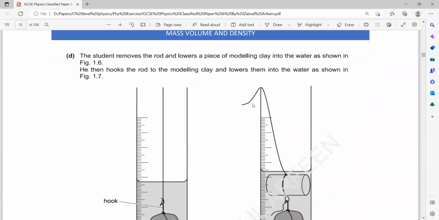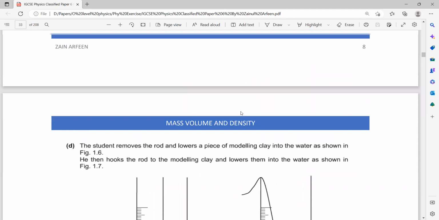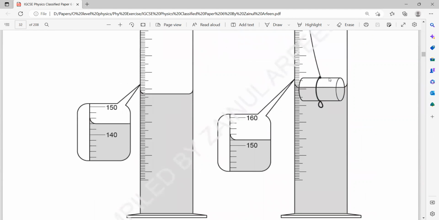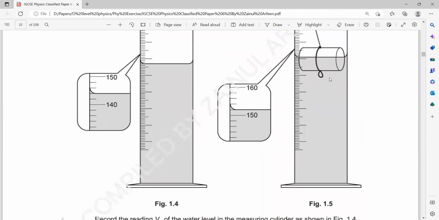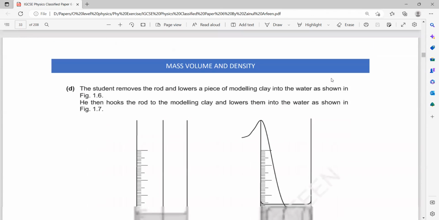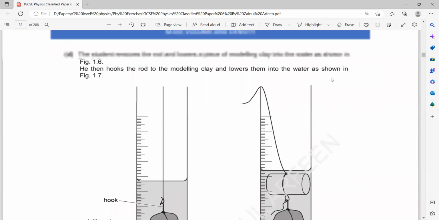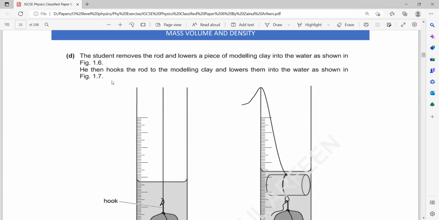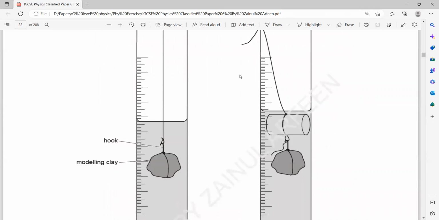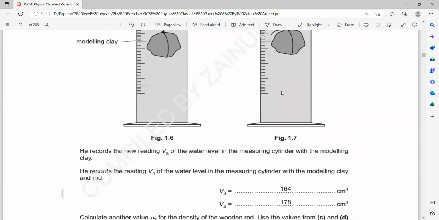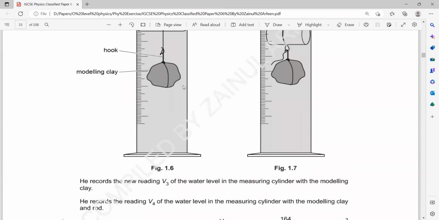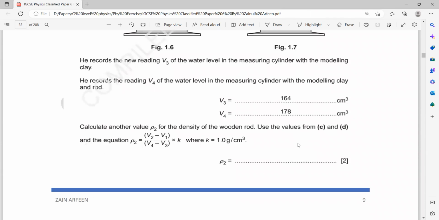Then the student removes the rod and lowers a piece of modeling clay. Because wooden objects can easily float, it won't be that accurate. So the student removed the rod and lowered the modeling clay into the water. He then hooked the rod onto the modeling clay and lowered them together. The new values for volume are V3 and V4. Then the student calculated the density, the second density, by using a formula.